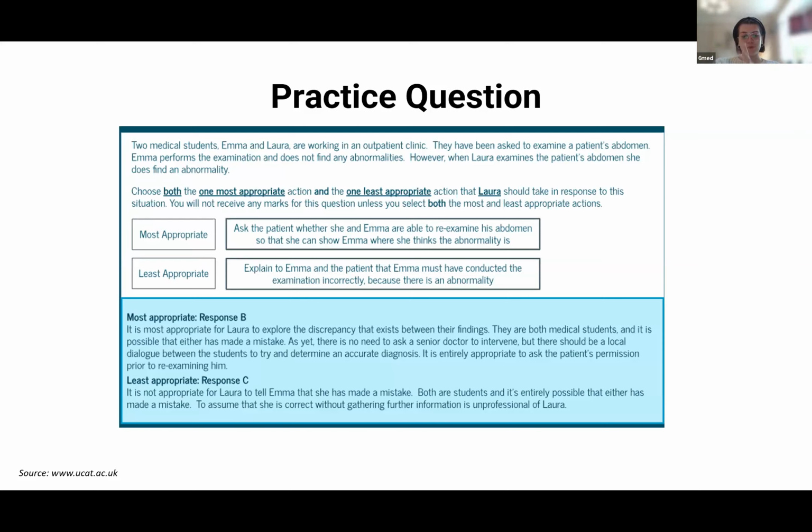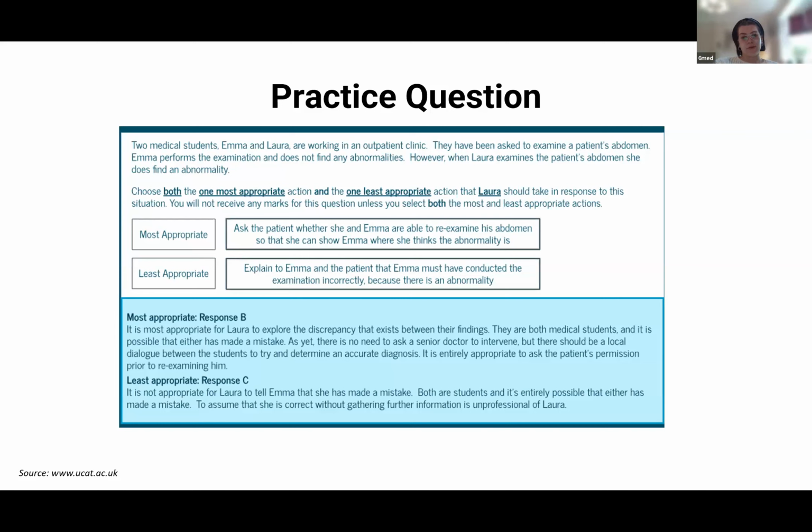I know some people struggle a little bit with this question. If it was worded a bit differently and the patient was in lots of pain, didn't want the students to re-examine them, then the appropriate response would have been to get a senior doctor. But at this point, they could just re-examine this patient's abdomen and get the right answer.